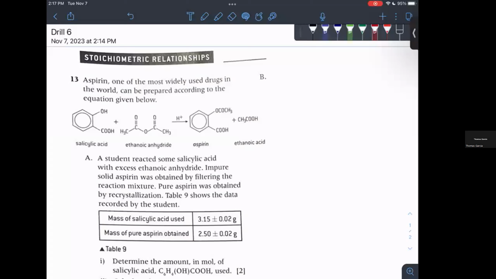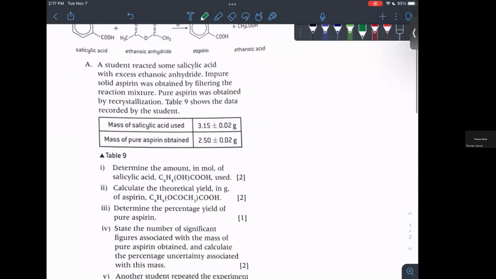Aspirin, one of the most widely used drugs in the world, can be prepared according to the equation given below. Something to quickly notice is that if you count it all up, this is already balanced. That's perfect for us because we'll be doing stoichiometry. A student reacted some salicylic acid with excess ethanoic anhydride. Impure solid aspirin was obtained by filtering the reaction mixture. Pure aspirin was obtained by recrystallization. Table 9 shows the data recorded by the student.